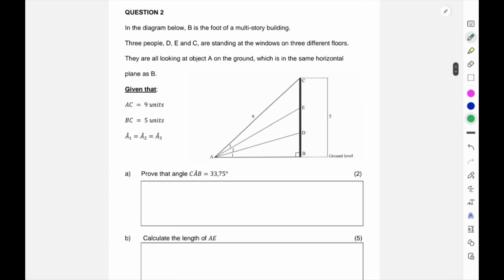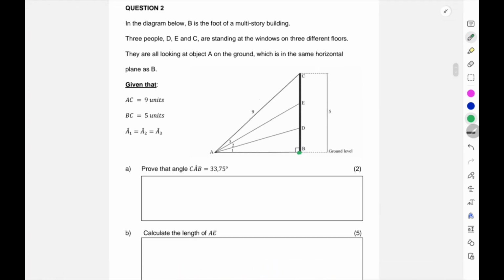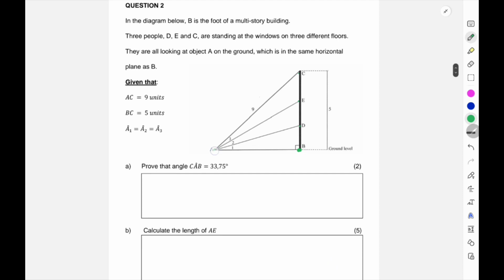Question 2. In this diagram, B is the foot of a multi-story building. Luckily, we've got our 90 degrees. 3 people, D, E, and C, are standing at the windows on 3 different floors. They're all looking down at A on the ground, which is in the same horizontal plane as B. So we know that that is 90 degrees.